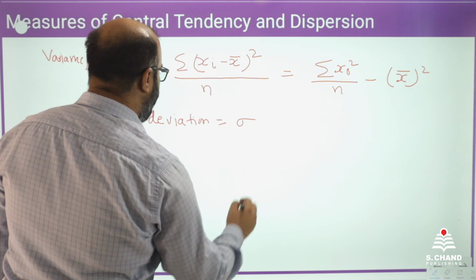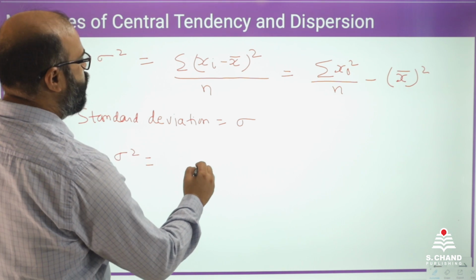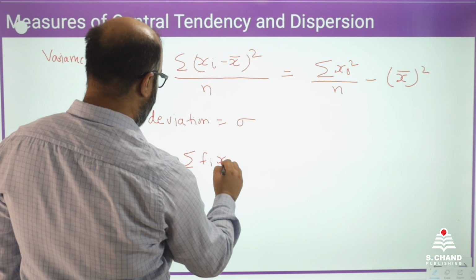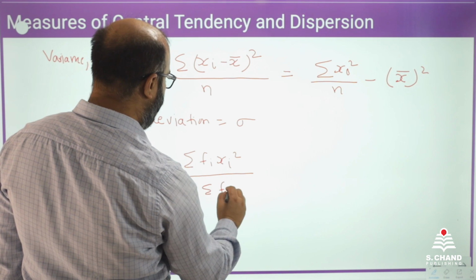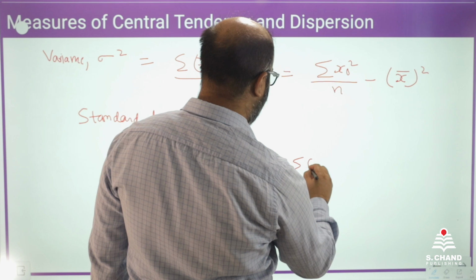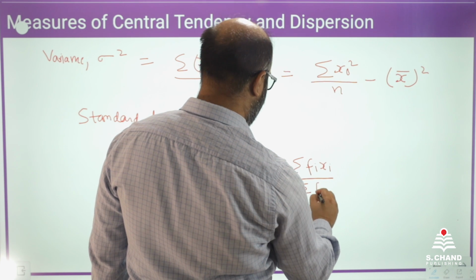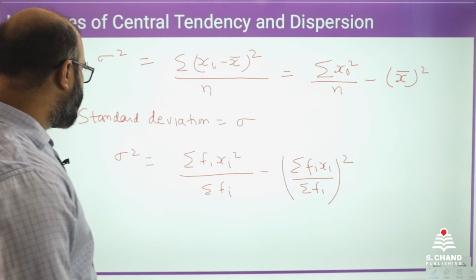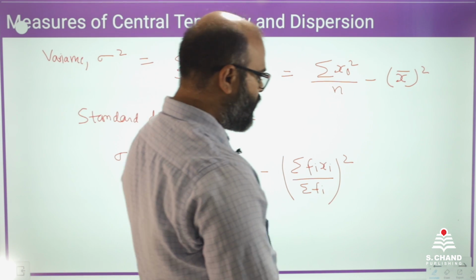Now if there is a frequency distribution, then variance will be equal to, if we take this formula, sigma of fi xi square by sigma of fi minus, this is sigma of fi xi by sigma of fi whole square, like this. Now we have another term over here.